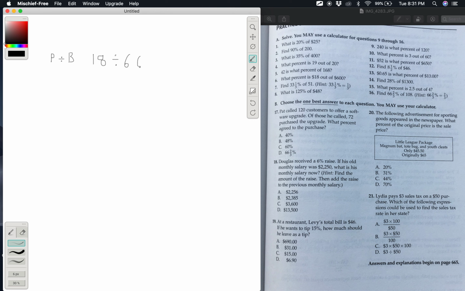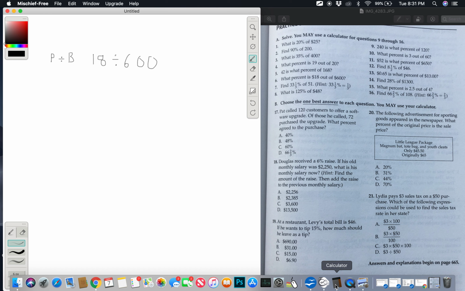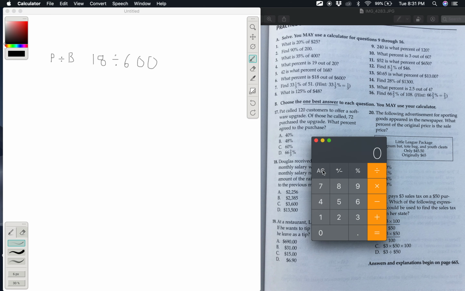So 18 divided by 600. Where's our trusty calculator? Oh, there it is. Okay, so 18 divided by 600 equals 0.03. So hip hip hooray. I think I said 0.3, but I meant 0.03, or maybe I said it correct.